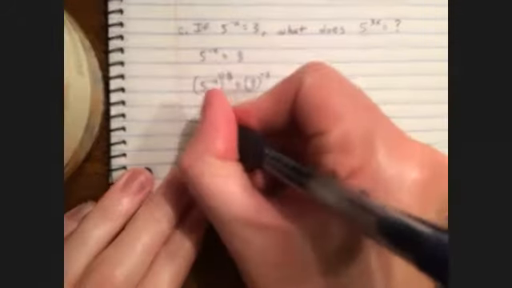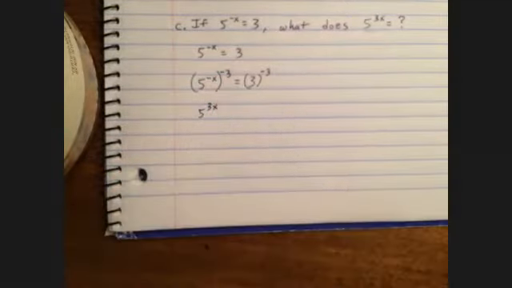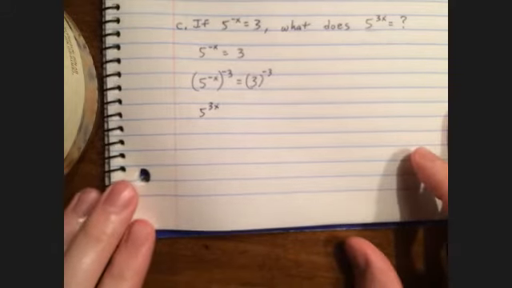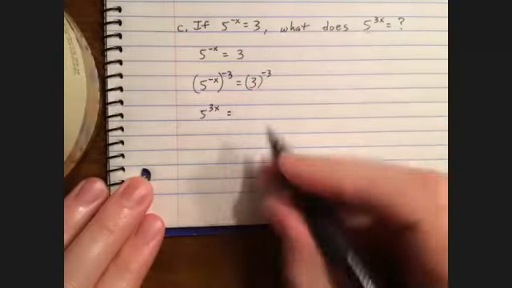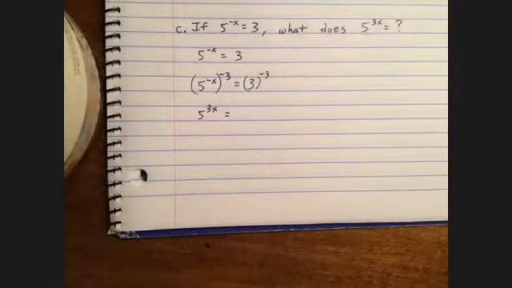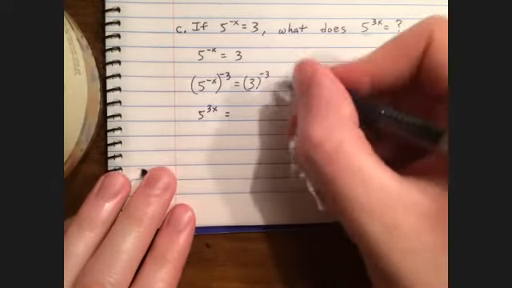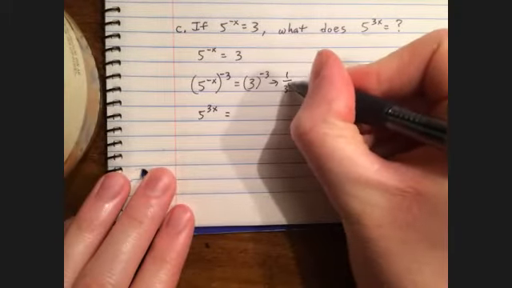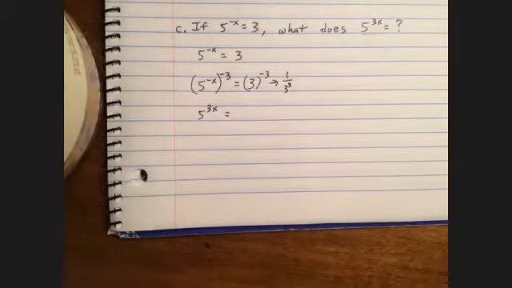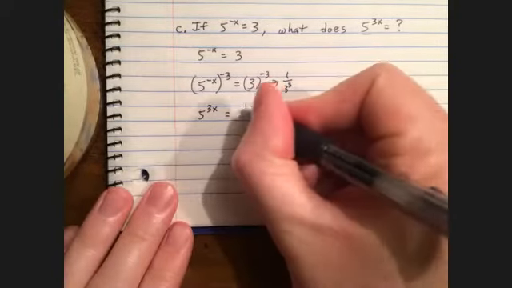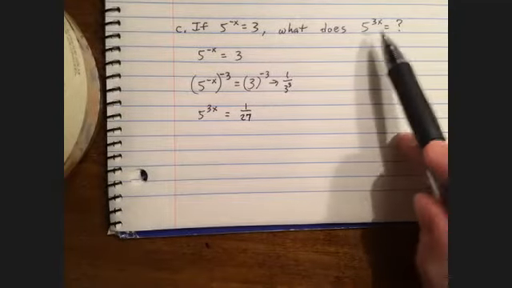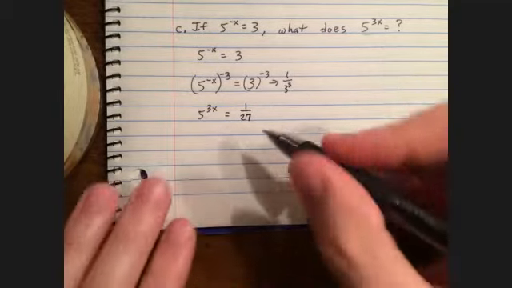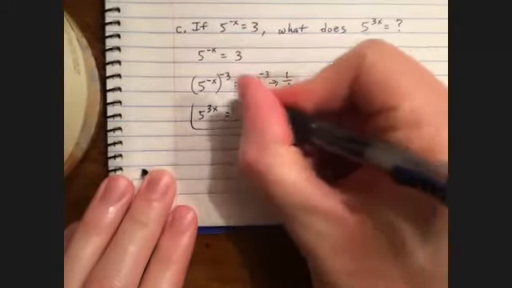Well, we can multiply that. So now it's 5 to the 3x. And then this would be 3 to the power of -3, which remember would be the same thing as 1 over 3 to the power of +3. So 1 over 27, which is exactly what we're looking for, 5 to the 3x. So we know that 5 to the 3x is equal to 1 over 27.